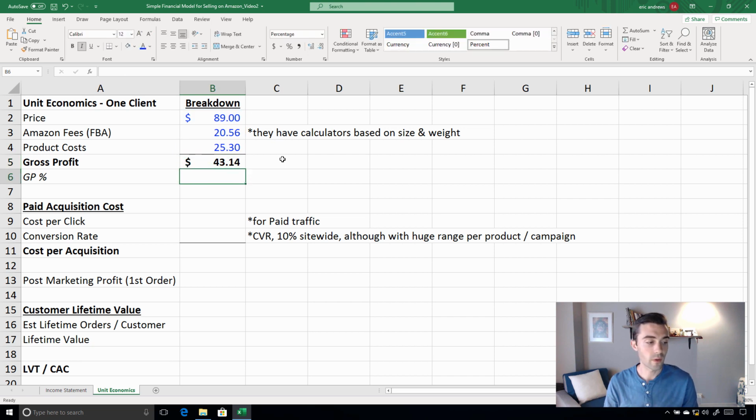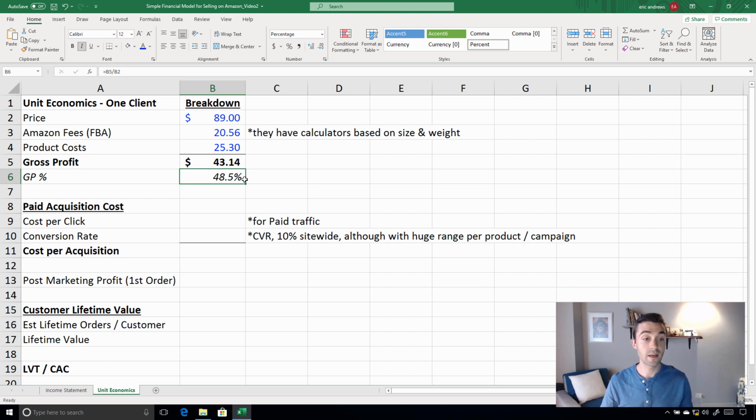So you have about $43.14 of gross profit per order. If we divide the profit by the revenue, it's called your gross profit margin. It's the percent of revenue that's profit. Okay, but that's great, but if you have no reviews on your product, no one's going to buy it.